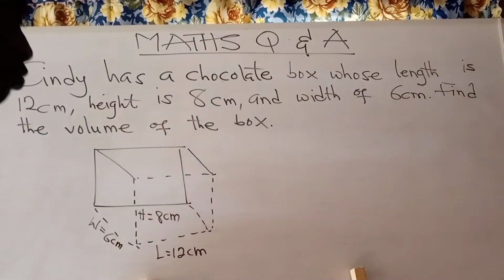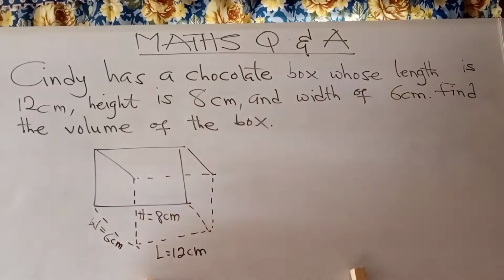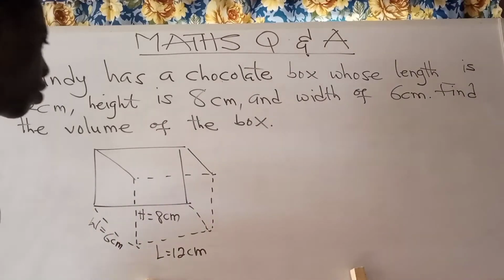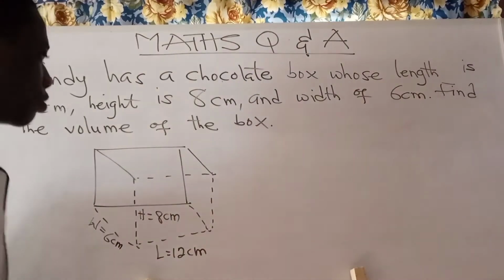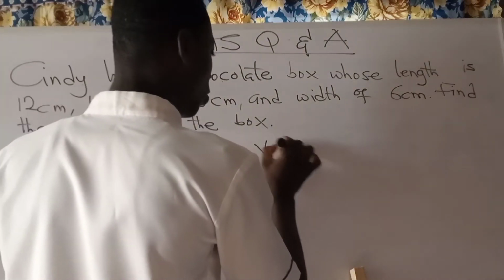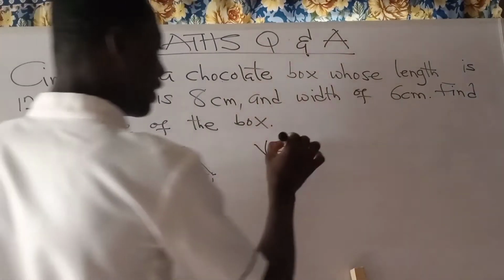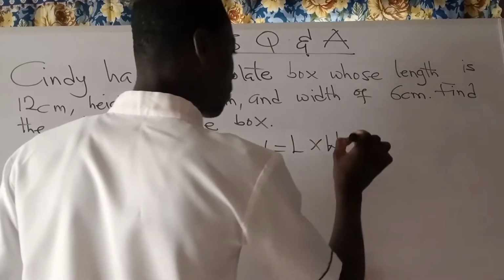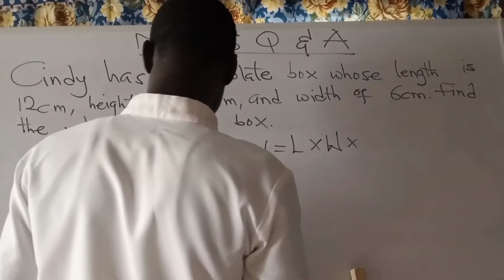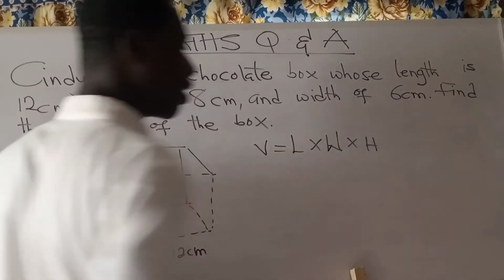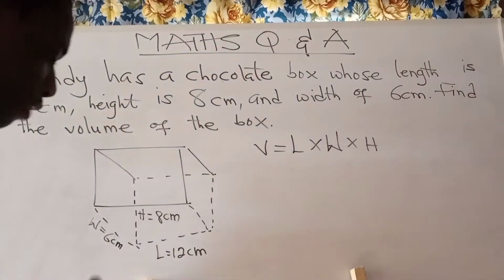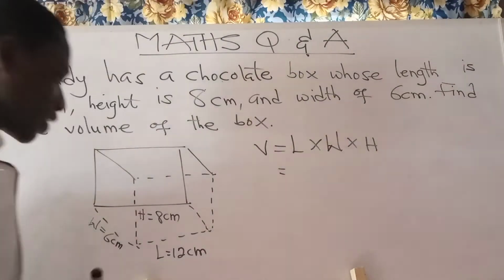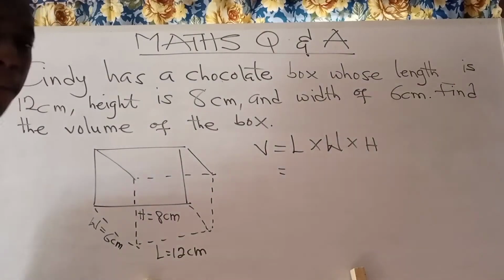And you are now being asked to find the volume of this figure. Now we know the formula for finding the volume of a cuboid to be volume is equal to the length times the width and then multiply by the height. That one gives the volume of a cuboid. So let's proceed.